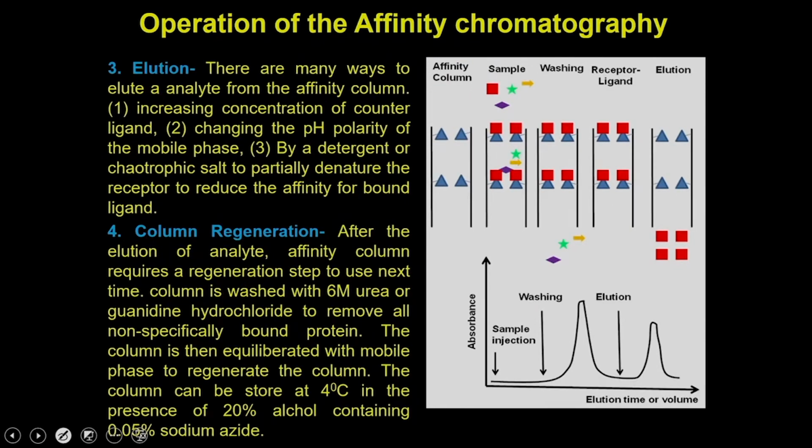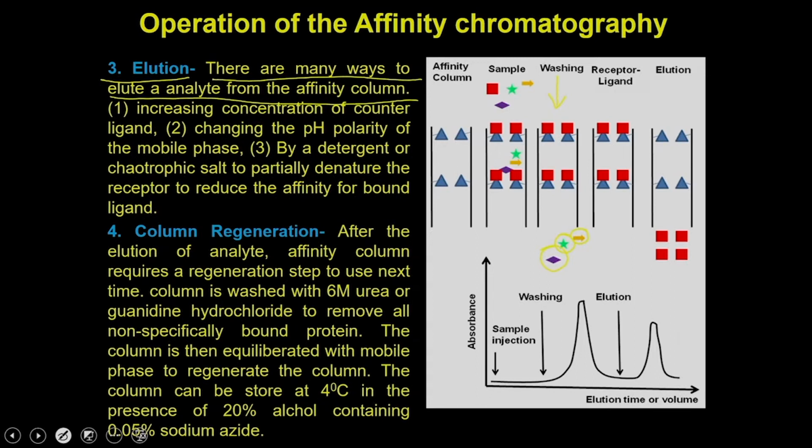So, the third step is the washing. In the washing step, you are going to flow the buffer which contains very high salt concentrations, and as a result the non-specific proteins or non-specific analytes are not going to bind. So, that is how it is going to remove all those proteins, and then you are going to do the elution. In affinity chromatography there are many ways to elute an analyte from the affinity column.